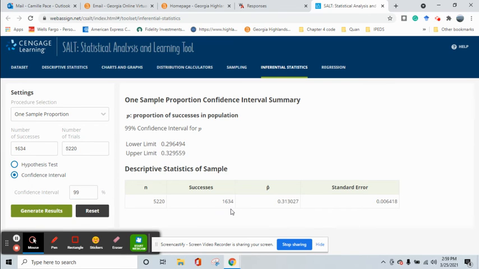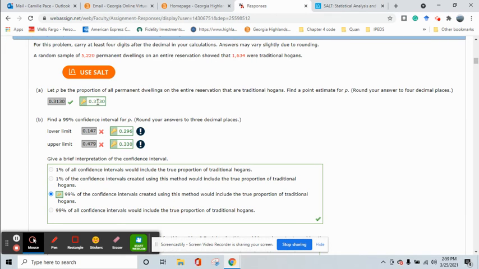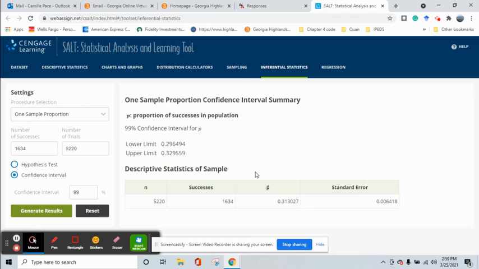So this is kind of the cool thing. I didn't even need to do what I did here to get this because SALT gives me everything. So let's look. N is my sample size. 1634 is my number of successes, which means that's what I'm looking at as success. You got to be careful of that because sometimes we determine success differently. This is the proportion I was looking for. It's 0.313027, my standard error, which we won't talk about in this class, but we do report it when we're doing statistical analysis.